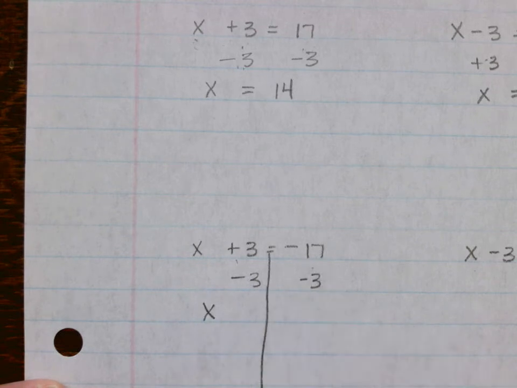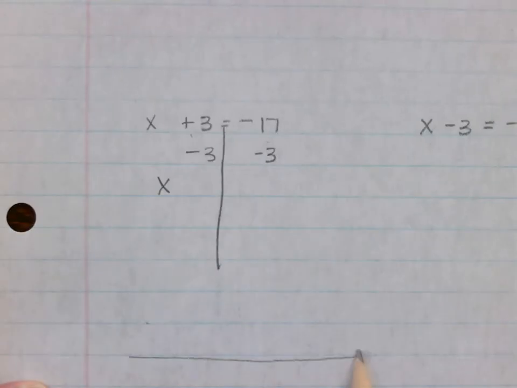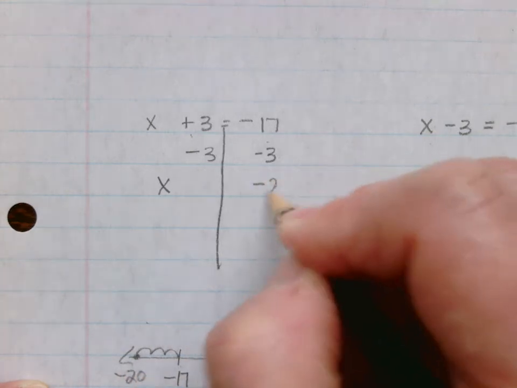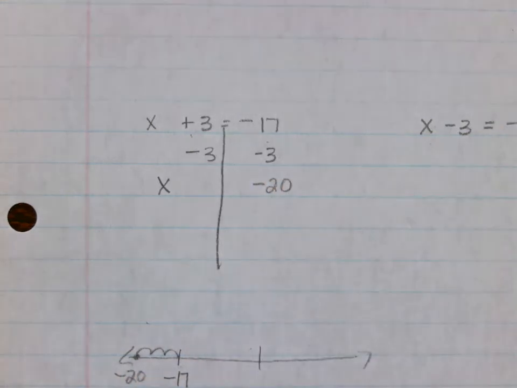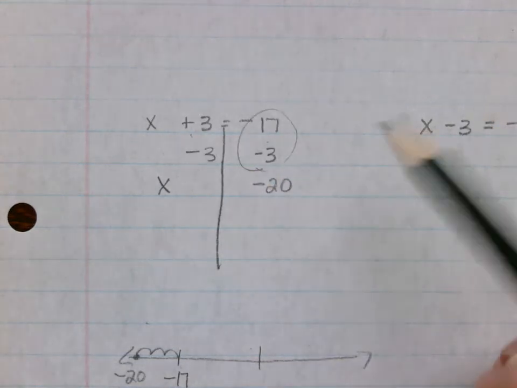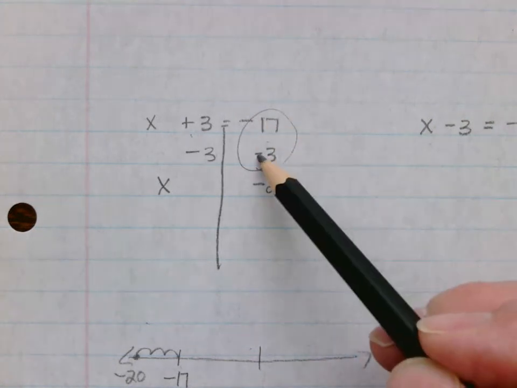So if you wanted to, you could make your number line and you could go out here to negative 17 and then count down 3 units and see that you were at negative 20. Or you could remember the rule that when the signs are the same, we add the numbers and then give it the sign of the problem, which is negative, because I have a negative 17 and a negative 3.